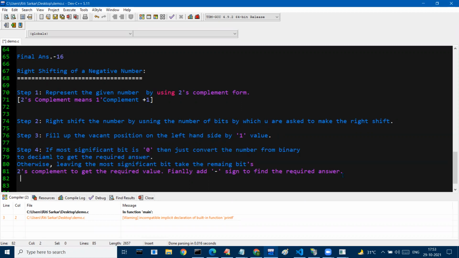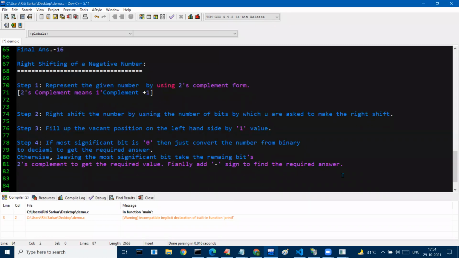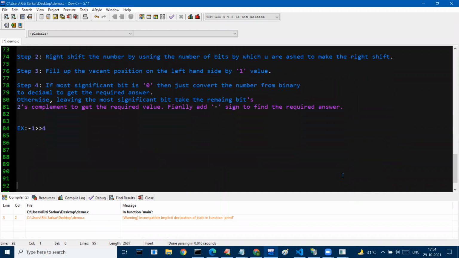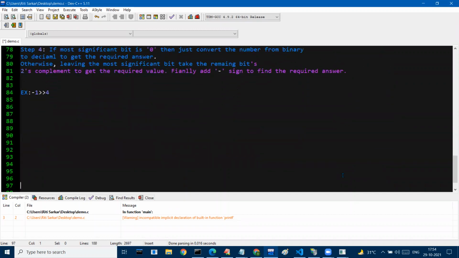Let us go for one example very quickly to understand the right shift. Say -1 right shift by 4. This is the example we need to know. Sometimes you need to do it very fast, as rough work. For that purpose, you have to remember that the -1 equivalent binary number is, guys, all 1s. Just as a shortcut, I'm telling you.